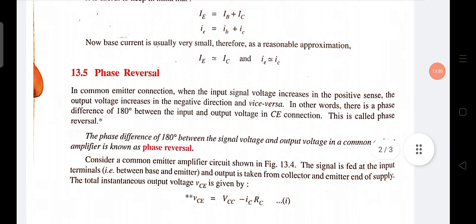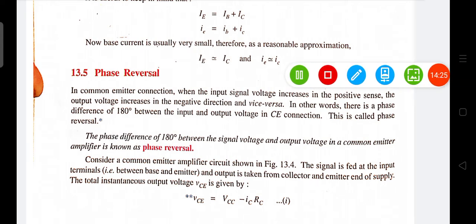Now, phase reversal. What is phase reversal? In a common emitter connection, when the input signal voltage increases in the positive sense, the output voltage increases in the negative direction, and vice versa. In other words, there is a phase difference of 180 degrees between the input and output voltage in a common emitter connection. This is called phase reversal.